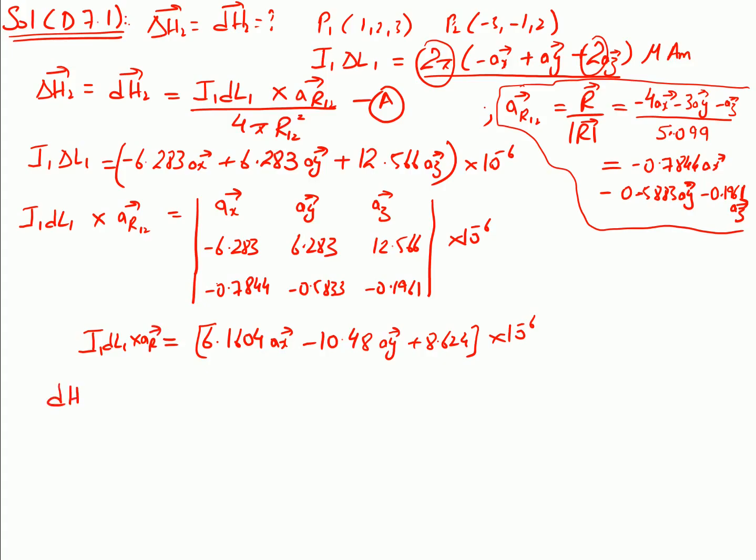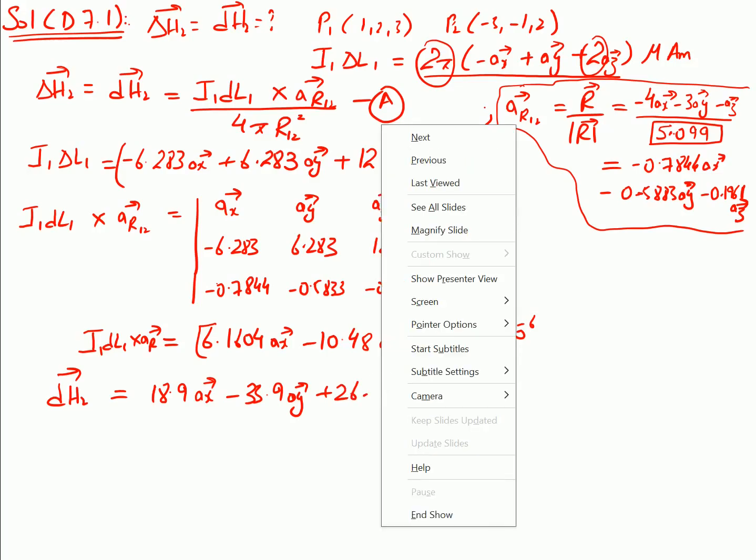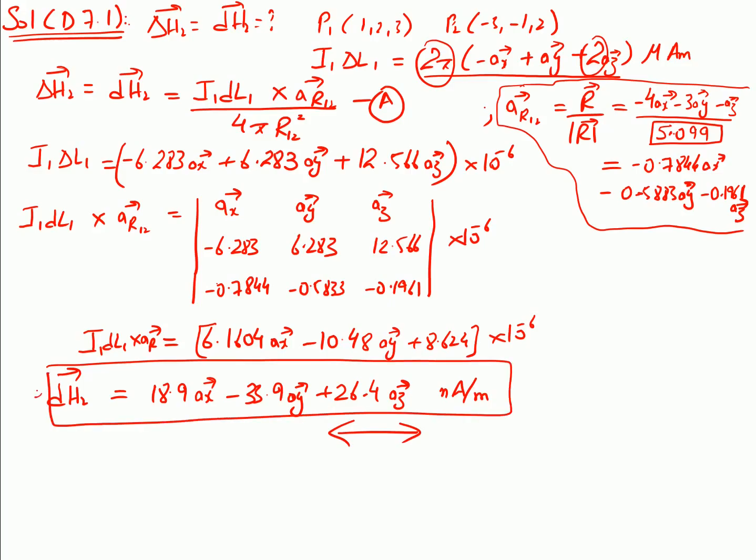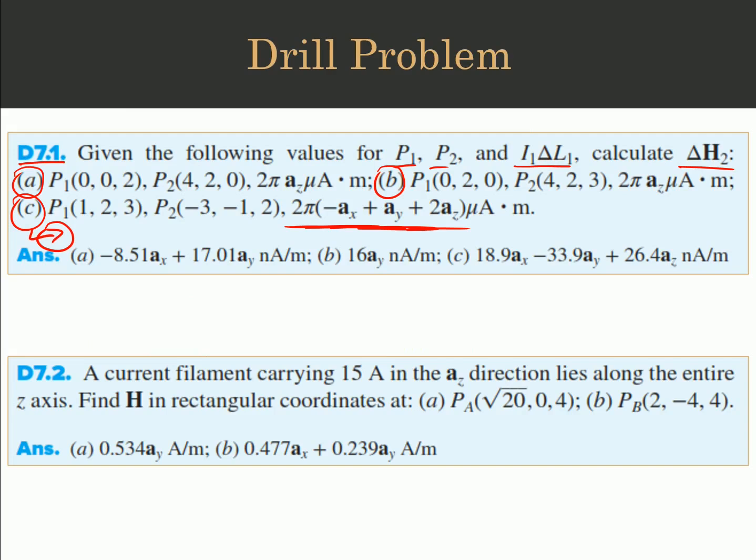Now dH2, what we wanted to find, comes out to be, you just incorporate everything and divide by 4 pi r square. Again the value of r is 5, so you take the square of this. So the answer comes out to be 18.9 along a of x minus 33.9 along a of y plus 26.4 along a of z, and this is nano ampere per meter. And this is the solution, or the magnetic field intensity that was required from us, especially for the third part. So A and B we have already seen, so we have just solved the third part for understanding.